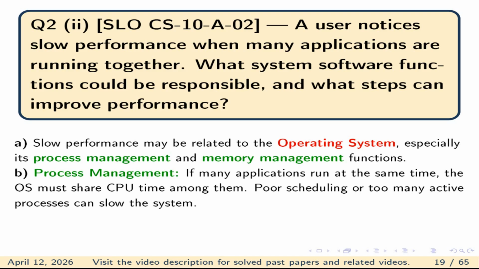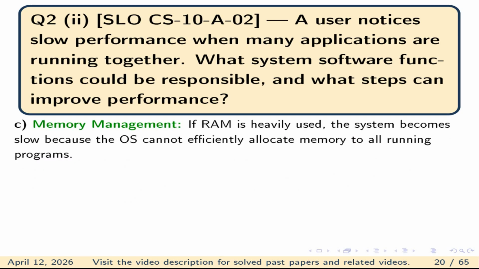B. Process management. If many applications run at the same time, the operating system must share CPU time among them. Poor scheduling or too many active processes can slow the system. C. Memory management. If RAM is heavily used, the system becomes slow because the operating system cannot efficiently allocate memory to all running programs.